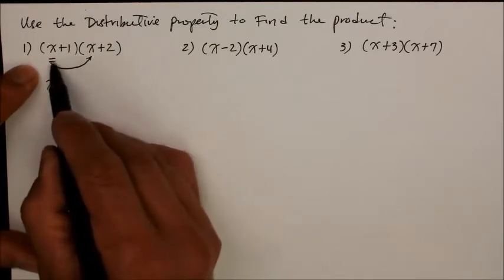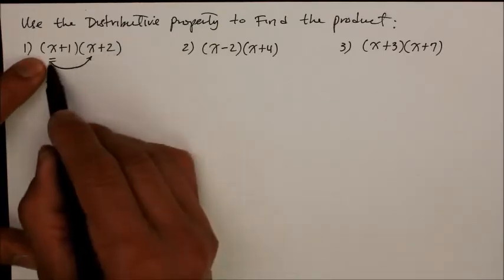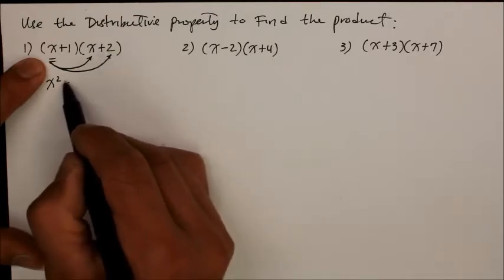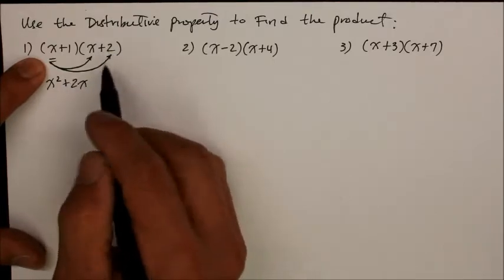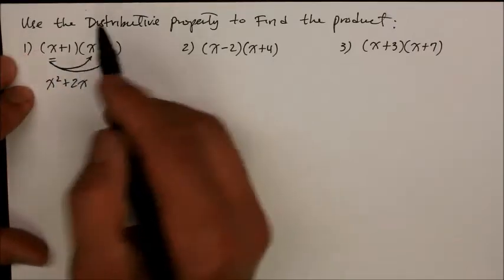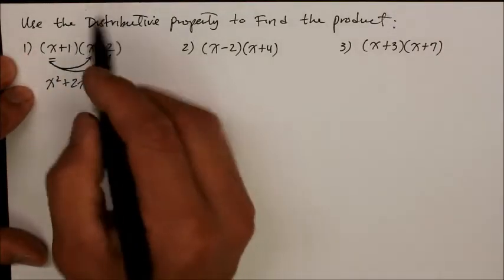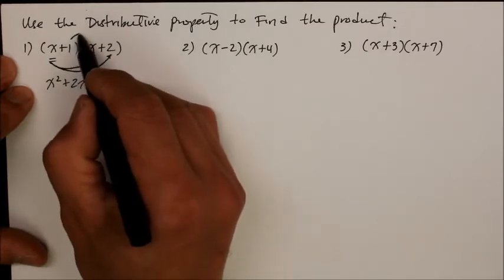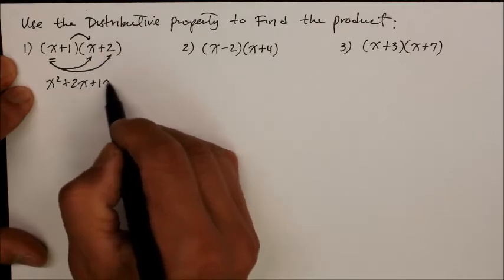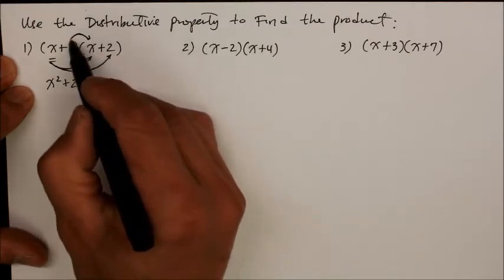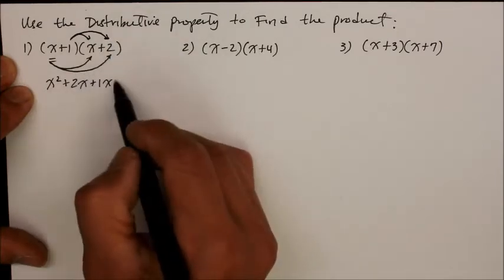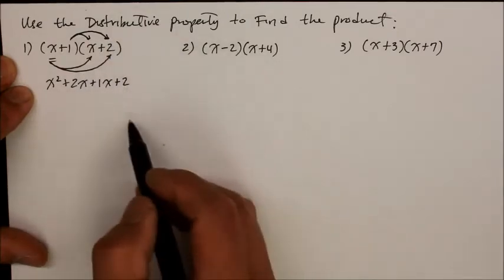And then the flight attendant is going to service the second passenger. X times positive 2. That's plus 2x. Okay, now the first flight attendant takes a break, and the second flight attendant services the same passengers. So 1 times x is 1x. And 1 times the second passenger, which is 2, is plus 2.